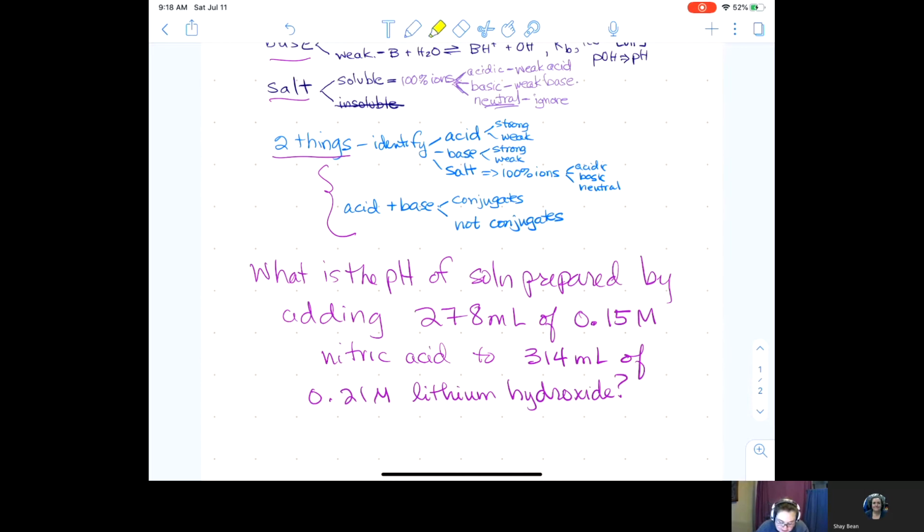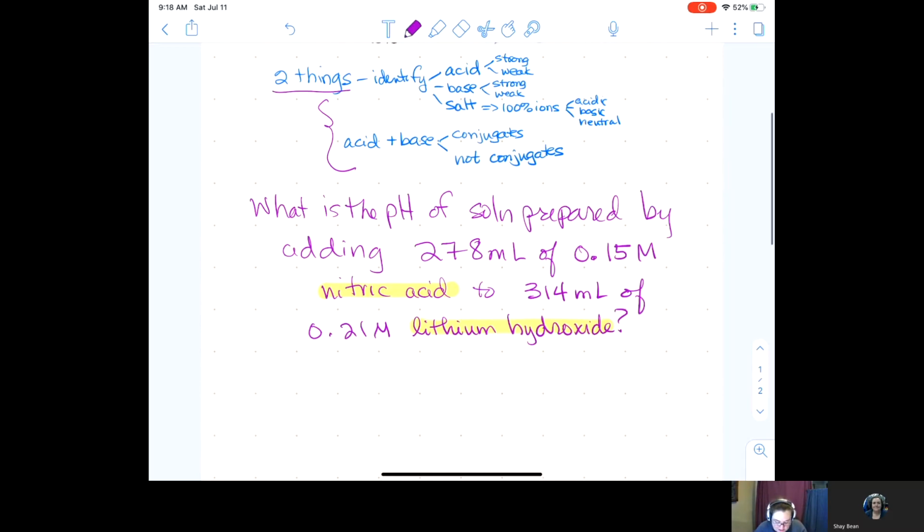Notice that I have two things in my beaker. One of the things is nitric acid and the other thing is lithium hydroxide. And so the first thing I identify is what they are. Hopefully you recognize nitric acid is HNO3, that's a strong acid. And lithium hydroxide is LiOH, and that's a strong base. The next question you ask yourself is, are those conjugates of each other?